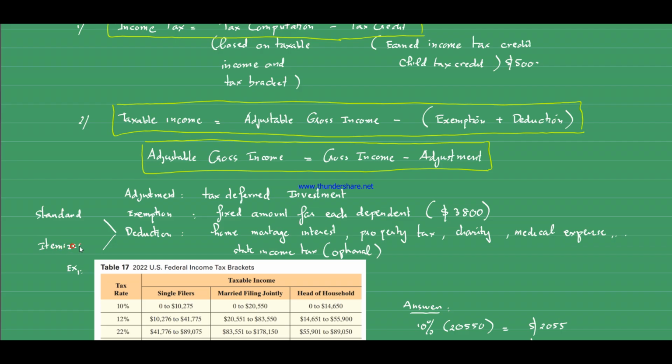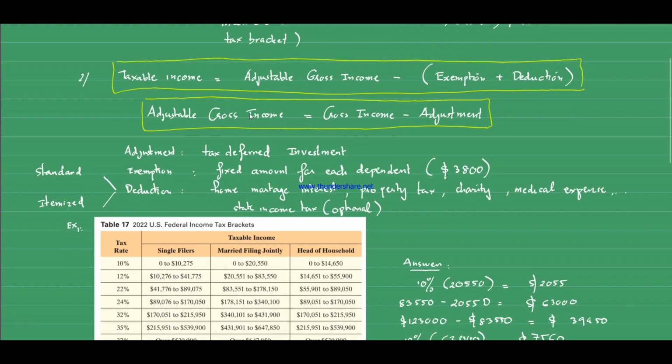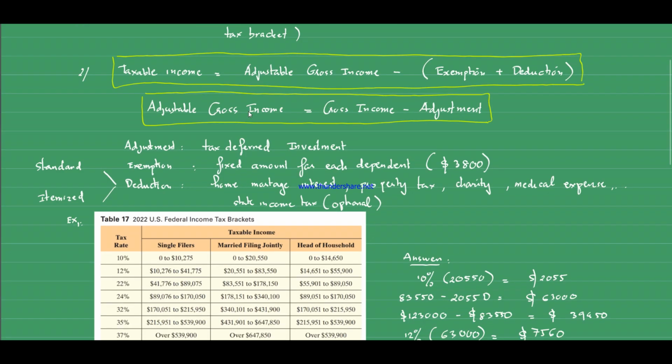Itemized. Okay, so we gotta pick which one we use for the deduction. And in order to know which one we're gonna use, this rule right here.